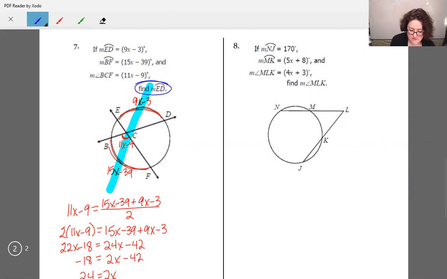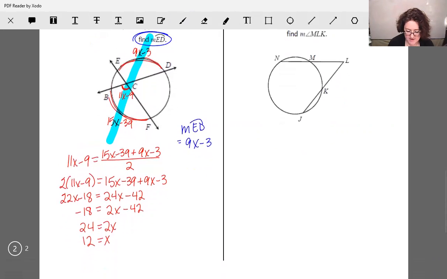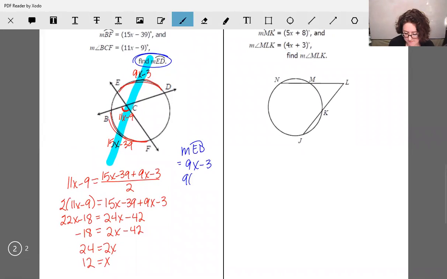They want us to find the measure of arc ED. Well, we have that labeled, so that's actually not too bad. The measure of arc ED is equal to 9x minus 3. We just figured out that x was 12, so plug in a 12. 9 times 12 is 108, and 108 minus 3 is 105. So the measure of arc ED is 105 degrees.